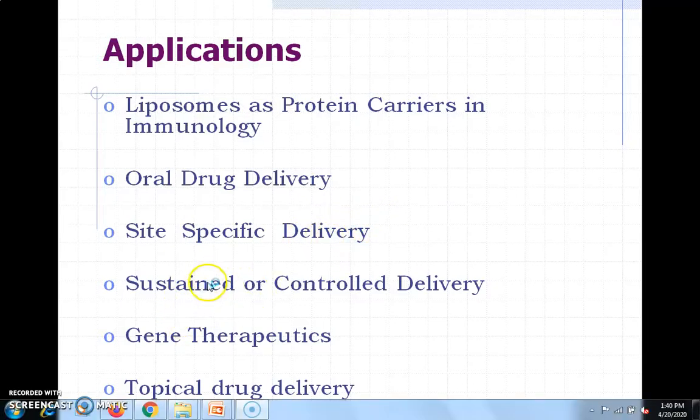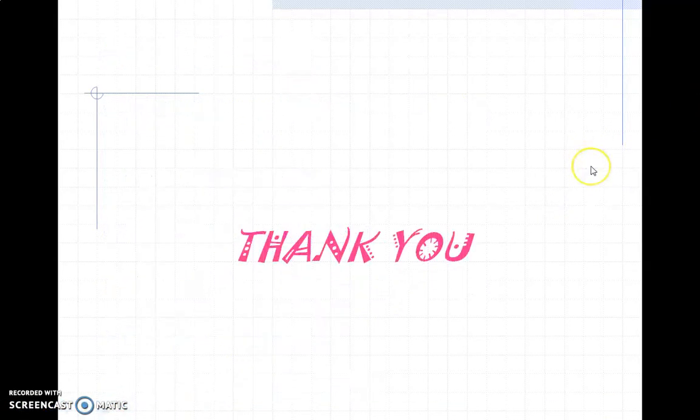They are also useful for the sustained and controlled delivery of drugs. They are useful in the gene delivery in gene therapeutics, as well as they are very much useful for the penetration enhancement of the drug through a topical route of drug administration. So these are the applications of liposomes. So here we finish liposomes.